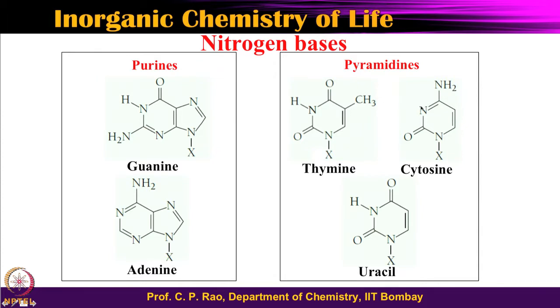So, purine and pyrimidine. What are the purines? Purines are guanine and adenine. Whereas, pyrimidines are thymine, cytosine and uracil. So, these are the five nitrogen bases, or in other words nucleic bases, which are present in the RNA and DNA. RNA and DNA are more or less the same, except for the second position of the ribose. In one case you have an OH, in the other case you have only H. The one which has H is called deoxy, so the DNA.